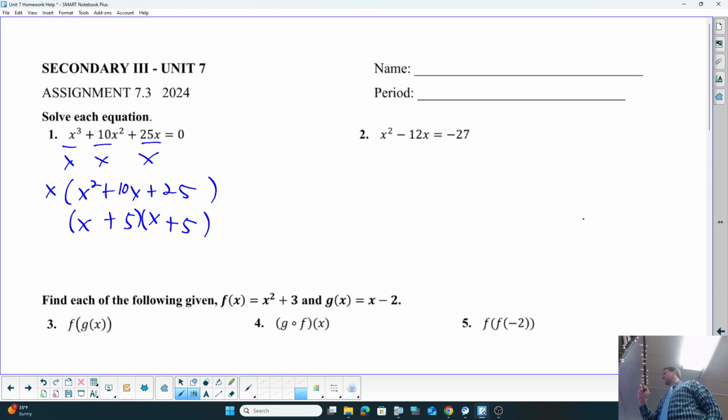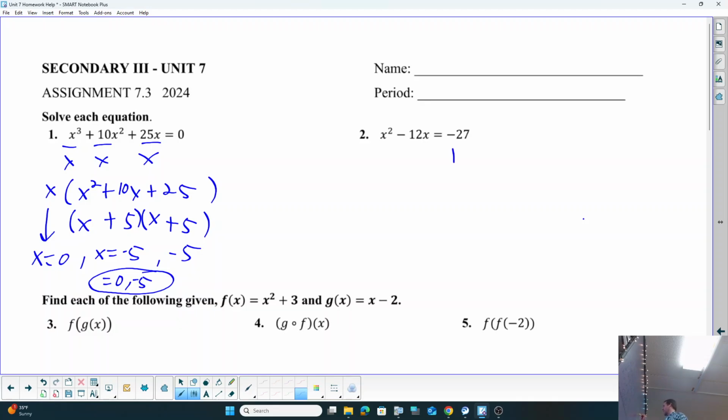Plus and plus. And they want you to solve each equation. So we're going to set this guy equal to 0. Excellent. And then this guy, set it equal to 0, and you get a -5 and a -5. So just 0 and -5 is our solution. Nice. So try number 2 now.